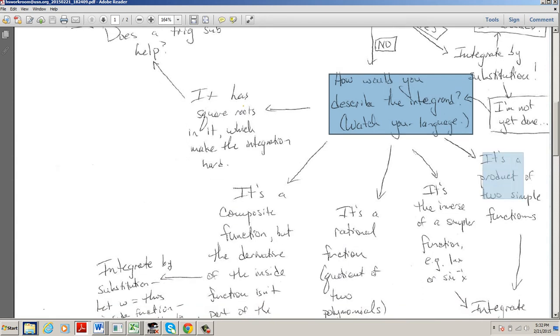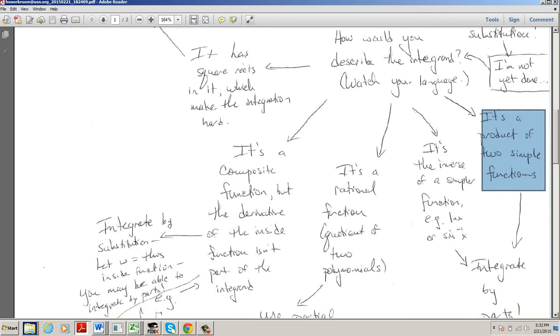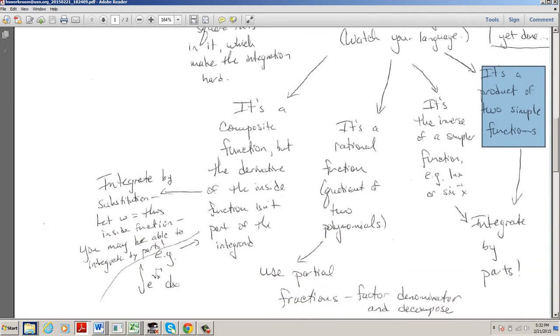It's a product of functions. We know that the rule for integration that tells us how to integrate a product of functions is integration by parts. Also, we learned that integration by parts is what we do if we're integrating just the inverse of some function. So like ln x is the inverse of e to the x, inverse sine x is of course the inverse of sine x. In this situation, we integrate by parts. We let u equal the inverse function and dv equals dx.